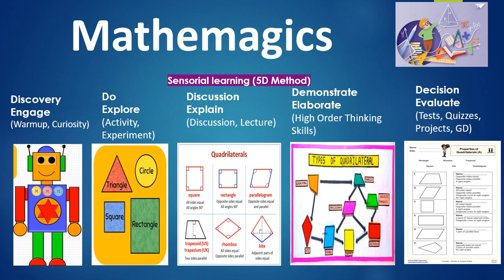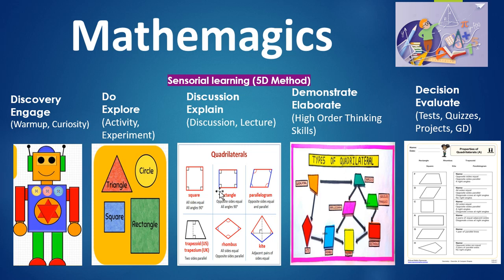Then the next stage will be exploration, or "do", which in another way we can say is the activity or the experiment. In that way we can find the triangle, circle, square, rectangles. These all we have obtained from the robot. Afterward, dear friends, the next stage is discussion, which is called explanation. In that explanation, the teacher will give the lecture to the students, so that we can derive the different kinds of quadrilaterals, and students will get to know the types and their properties in different ways.